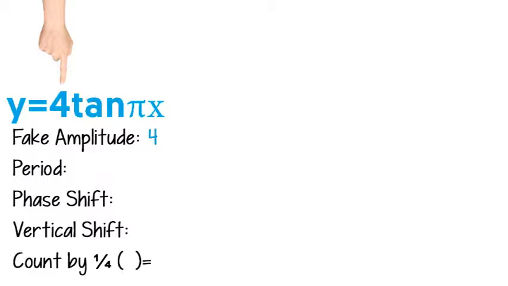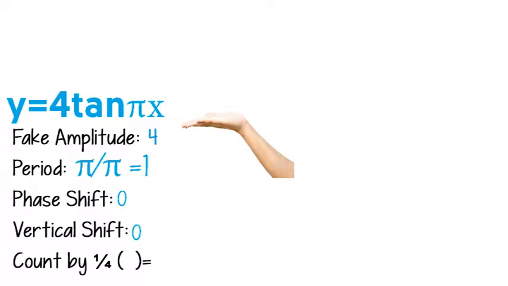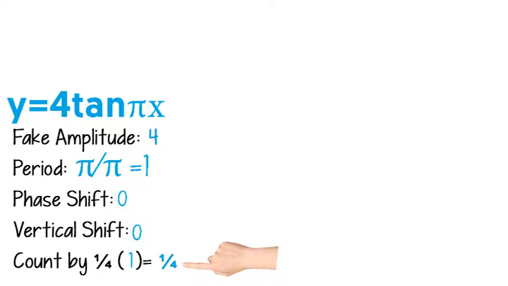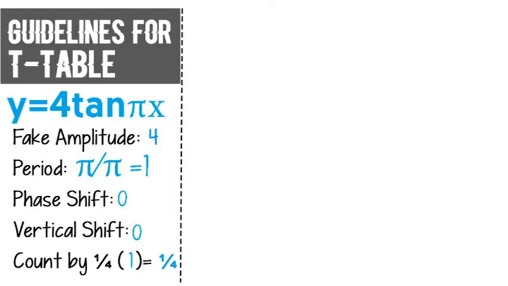In getting the period of a tangent, we use pi over b instead of 2 pi over b, since tangent has a period of pi, so pi over pi is equal to 1. Since there are no phase shifts and vertical shifts in this problem, we'll leave it with 0. To get the intervals, we count by 1/4 multiplied to the period. So 1 times 1/4 is 1/4. 1/4 is the interval, and this will be our guideline in making our t-table.